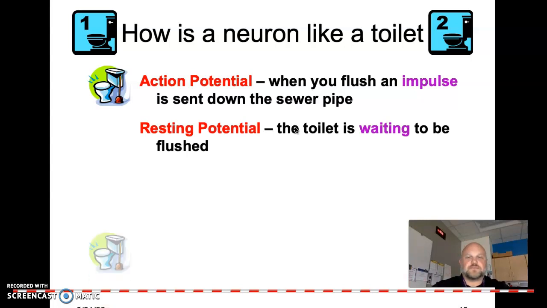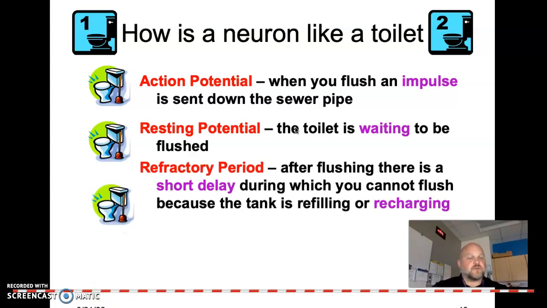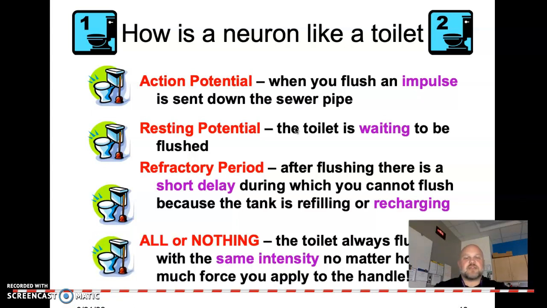There's a resting potential with a toilet. When the toilet is not being flushed, it's just sitting there, quiet, not doing anything. It's resting. There's a refractory period for a toilet. After you flush a toilet, there's usually a short period of time where you can't flush it again. You've got to let the bowl fill up and the tank and all that kind of stuff. And there's kind of an all or nothing thing with toilets as well. There's not like, oh man, that was a really good flush. You hit the button, you pull the lever, it either flushes or it doesn't. I know with some old toilets it's not 100% accurate, but it's generally true with most toilets. It either flushes or it doesn't.